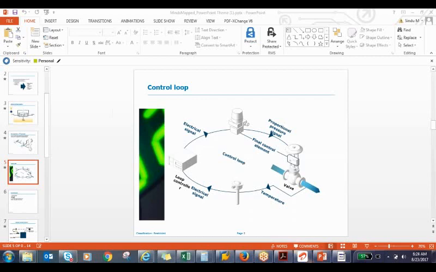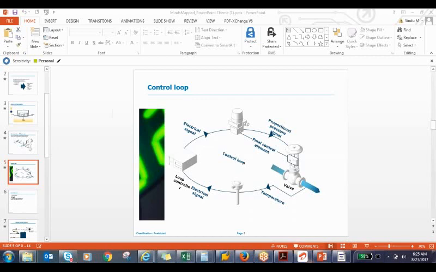So typically what are the cards that would be present in a PLC? I'm just explaining. Digital output card. Analog input. Analog output. And RTD cards. RTD cards are basically for measuring the temperature. So these are the cards that would be present in a PLC system for measuring the physical parameters.